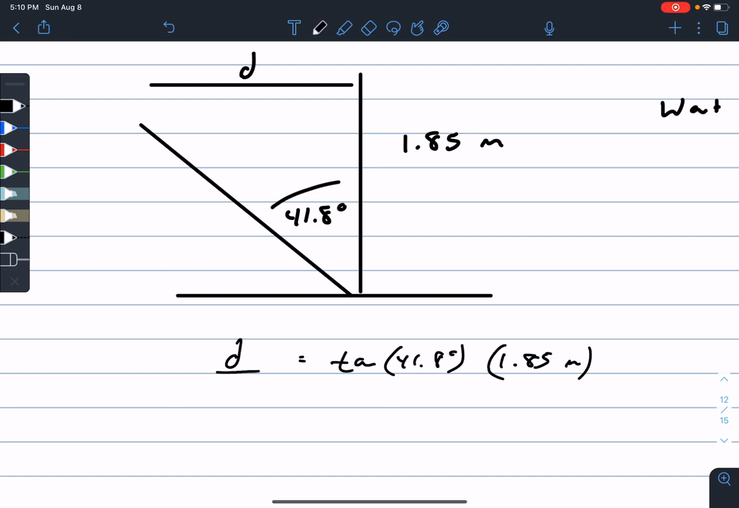Okay, and that gives us a value of 1.65 meters. So that's the distance we're looking for. That's the answer.